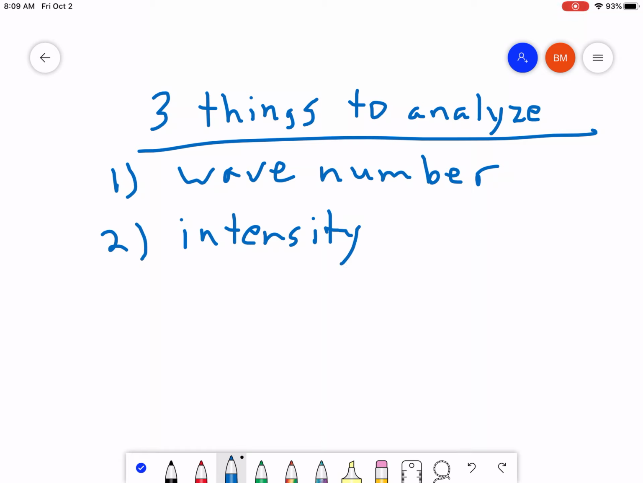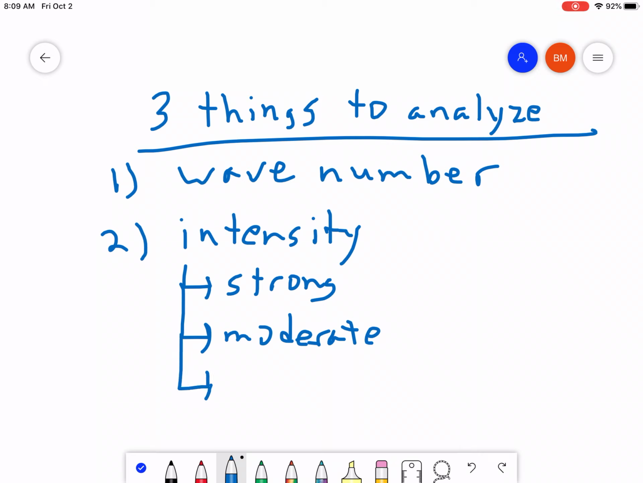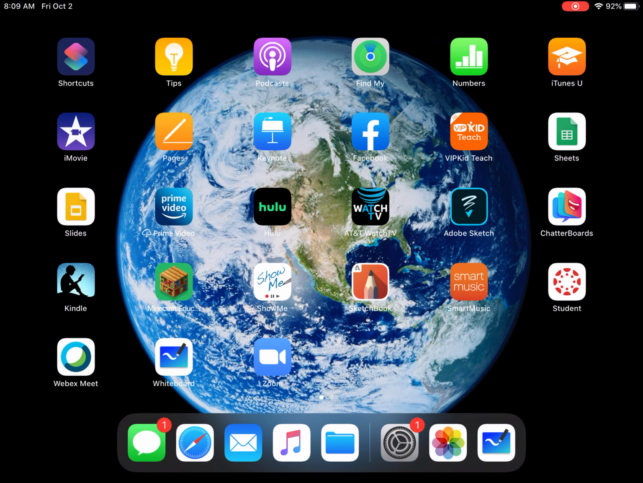That's basically how big the peak is. How strongly does it absorb? Right? And we have 3 categories. We have strong, moderate, to weak. Right?